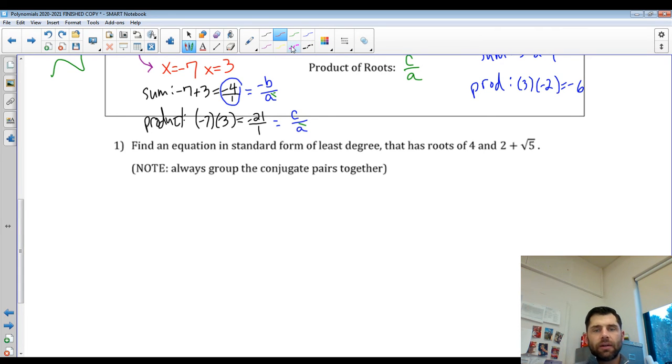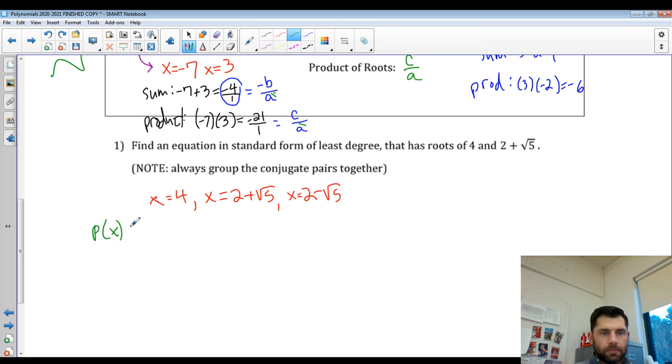So, find an equation in standard form of least degree that has roots of 4 and 2 plus radical 5. First thing, here are my roots: x equals 4, x equals 2 plus radical 5, and don't forget the conjugate pair, x equals 2 minus radical 5. So what we could do to find this polynomial, I could do x minus 4, careful here, x minus 2 minus radical 5, turning these roots into factors, and x minus 2 plus radical 5.